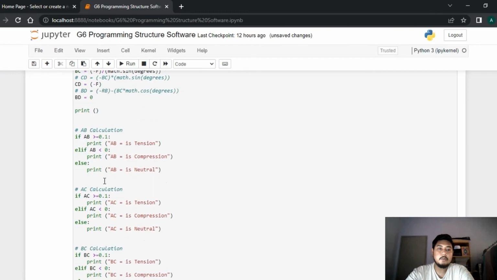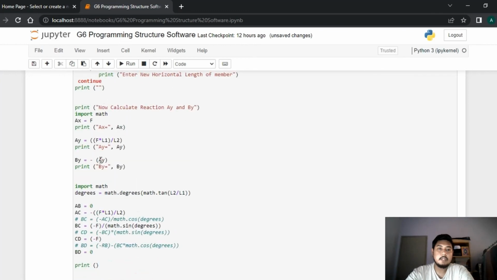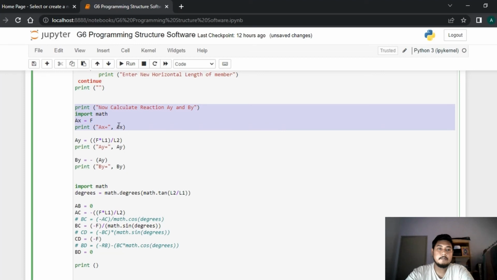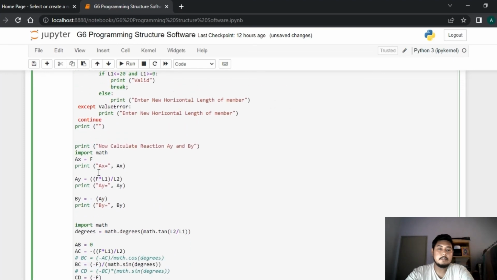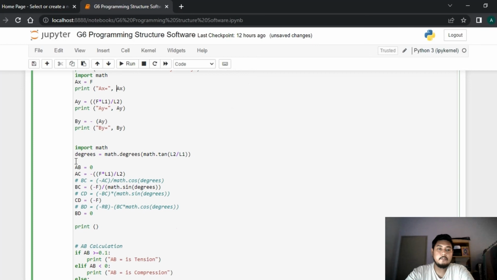The reaction of AY and BY is stated over here. Based on the data given, it has calculated the reaction, and after the reaction, it will find the force of AB, AC, BC, CD, and BD. We have to put in the right formula. AB is 0 because its location is at the end of the structure. For AC, the formula is F times L divided by L2.